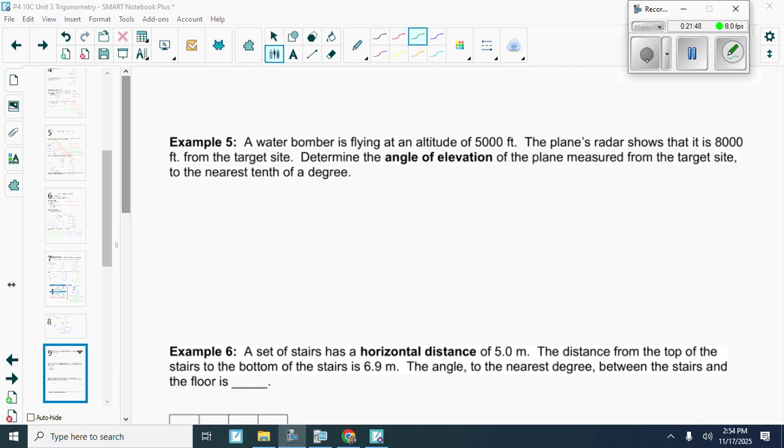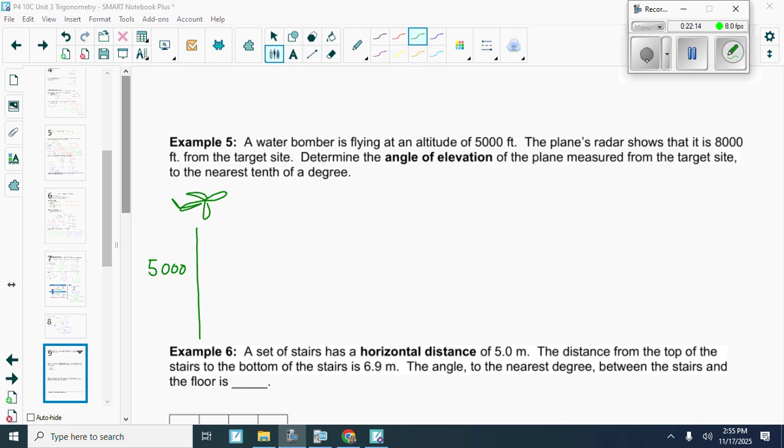Okay, again, I'm not an artist. You guys do amazing things with your art. This is my water bomber. This is the nose, that's the tail, those are the wings. That's the best I can do. So my water bomber is at an altitude. Altitude means height, vertical distance. That one you can draw up and label with 5,000 feet.